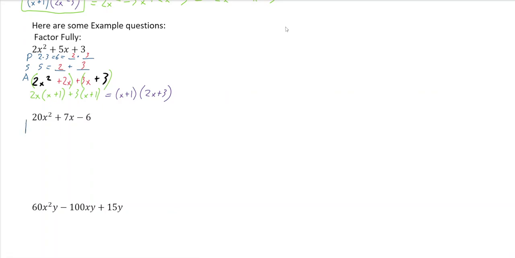All right, let's try another one. PSA. So 20 times negative 6 gives us negative 120. Oh boy, this is going to be more complicated. But our sum is 7. Can we simplify with GCF? No, we can't. Yeah, so our sum is 7, which means two numbers need to add to get 7.